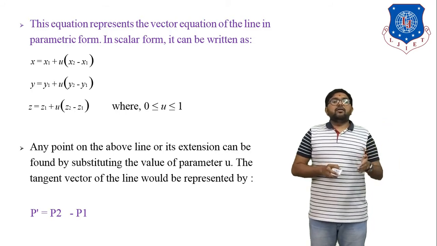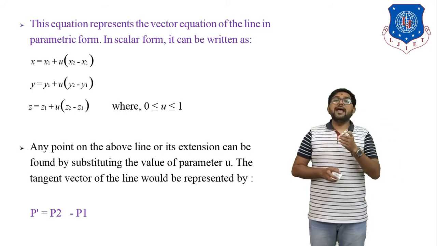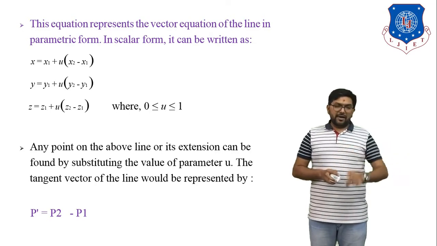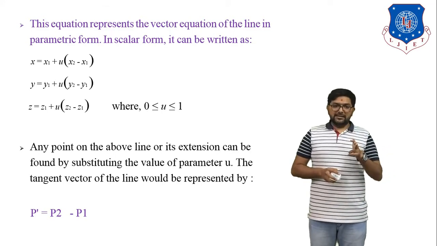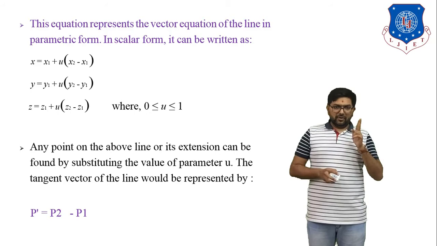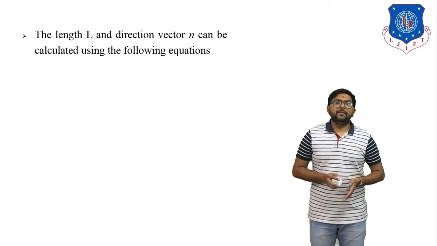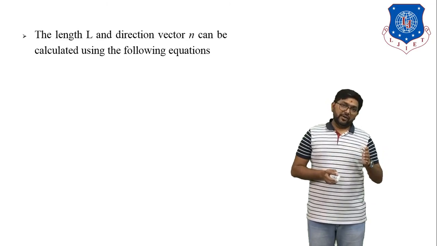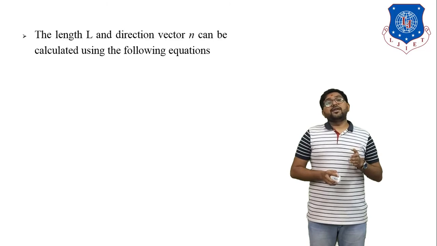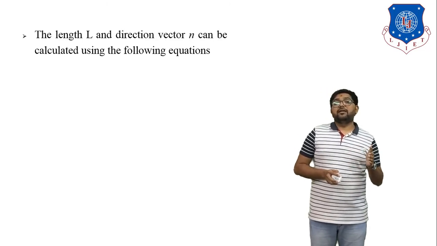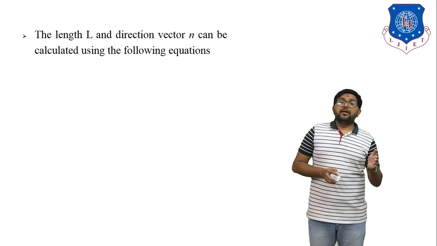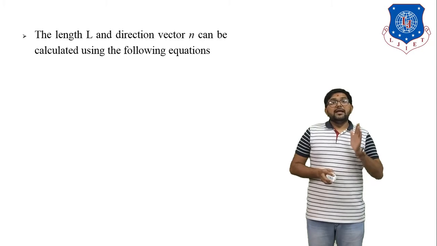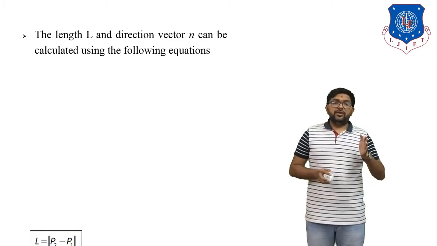Any point on the above line or its extension can be found by substituting the value of the parameter u. The tangent vector of the line is represented by P dash is equal to P2 minus P1. We already discussed how to find the tangent vector: P dash is equal to P2 minus P1. Now the last thing: the length of the line and the direction vector n can be calculated using the following equations. You already know what a unit vector is and how to find it. The unit vector is equal to the vector divided by the magnitude of the vector.